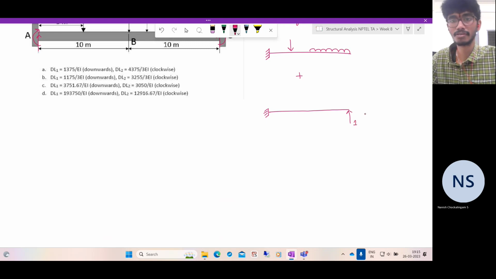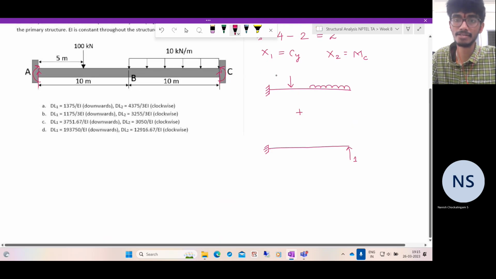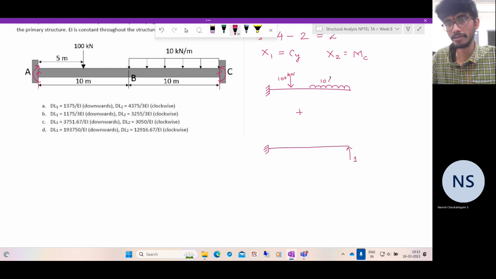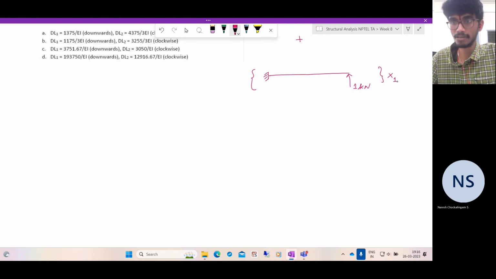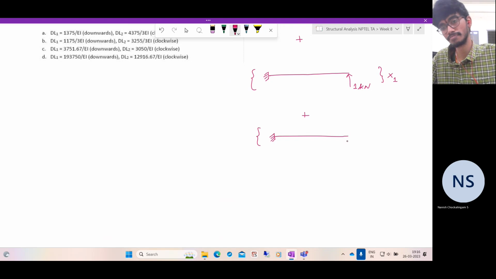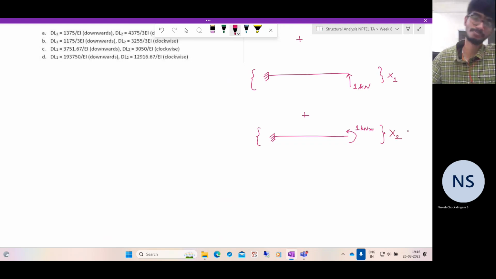a unit load. What is this? This is 100 kilonewtons. This is 10 kilonewton per meter. Here you have a unit load. And this redundant structure is scaled, all the forces are scaled by x1. Plus, you have the other redundant force, 1 kilonewton meter. This is scaled by x2.